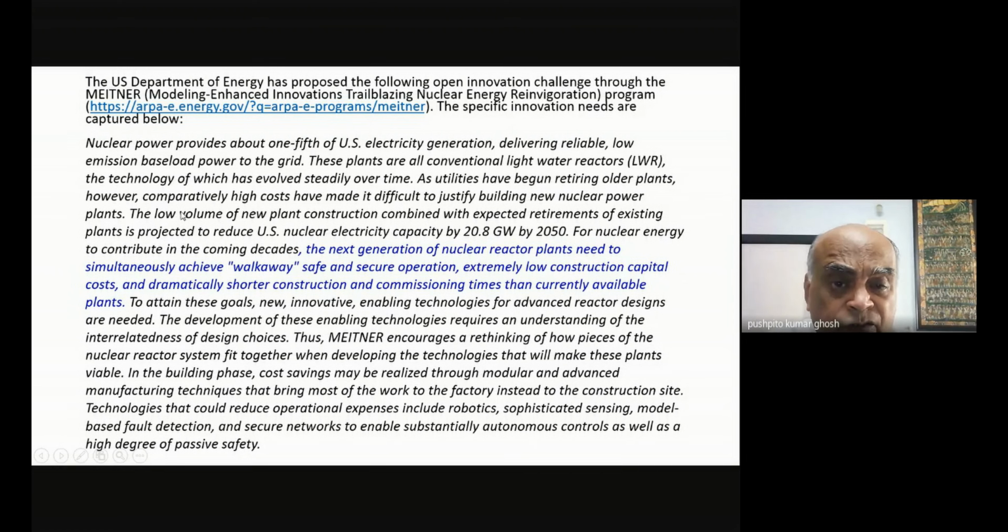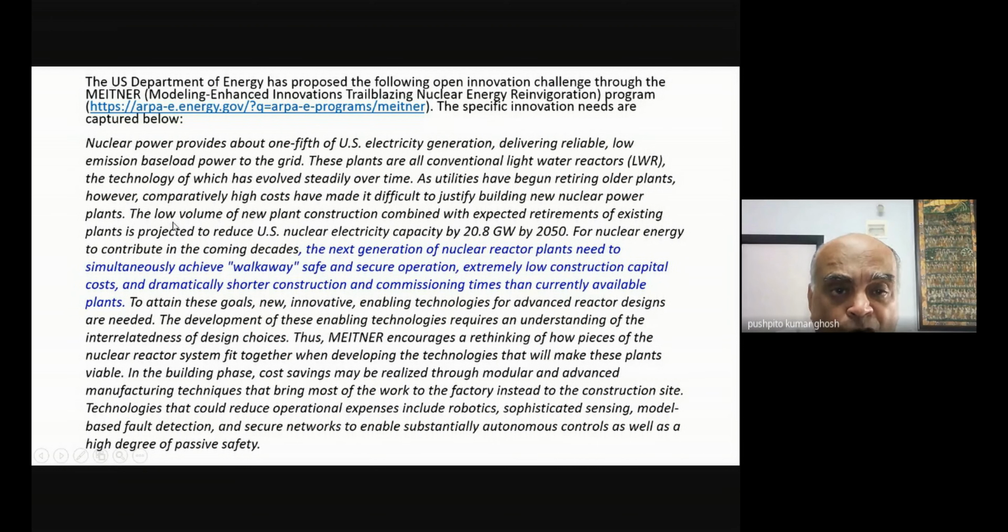Nuclear power provides about 1/5 of US electricity generation, delivering reliable, low-emission baseload power to the grid. These plants are all conventional light water reactors, the technology of which has evolved steadily over time. As utilities have begun retiring old plants, however, comparatively high costs have made it difficult to justify building new nuclear plants. So if you want to replace the old plants which are being retired with new ones, today the cost is phenomenal. So people are getting a bit scared to build those reactors.